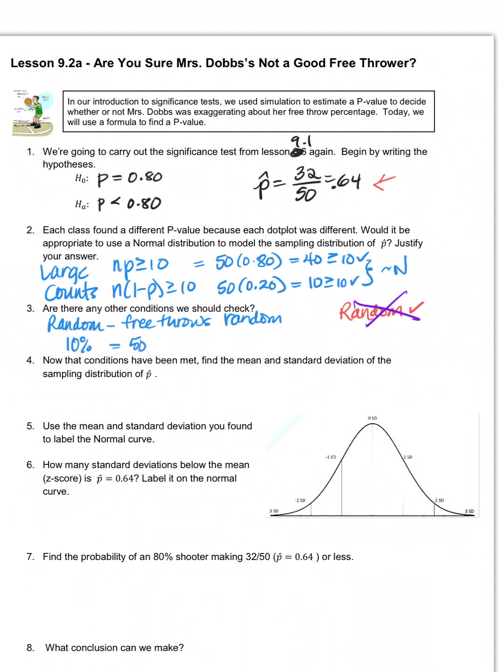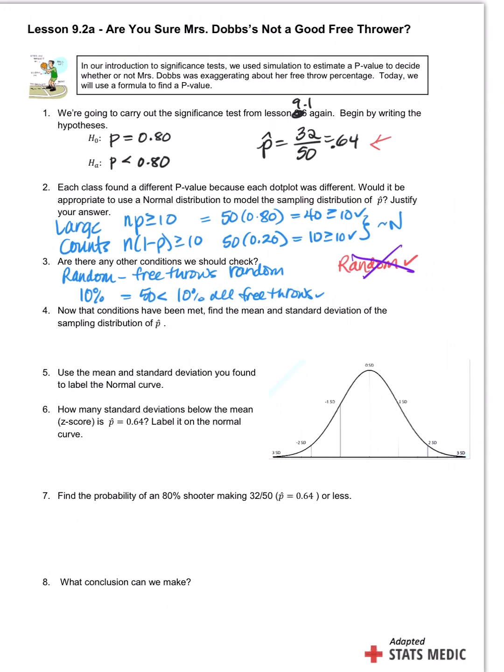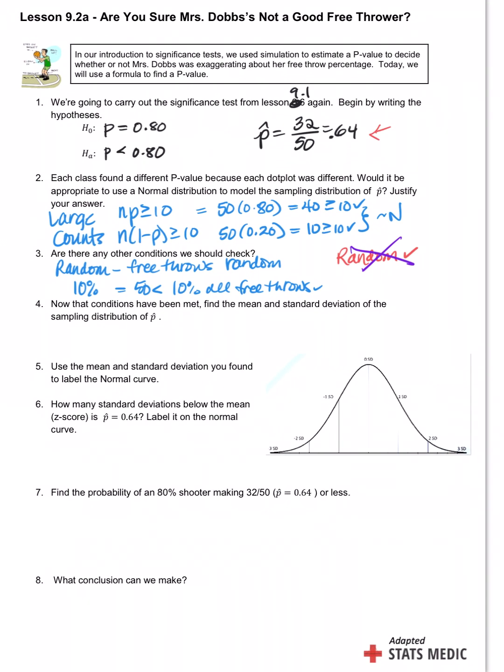Right? Okay, 10% condition, okay. So is 50 less than 10% of all free throws? Yeah. We're going to make that assumption that that's reasonable. So make sure you put your 10% in population context.